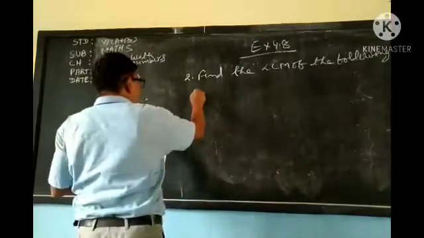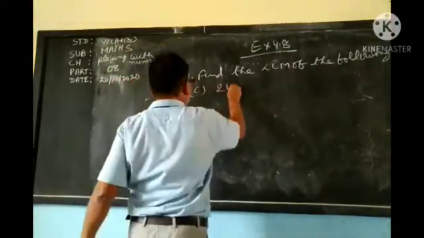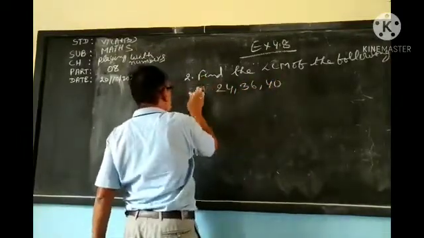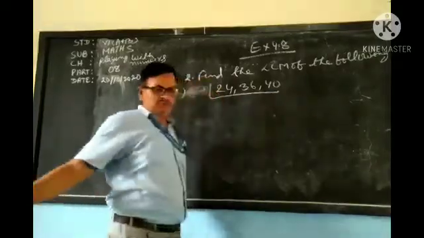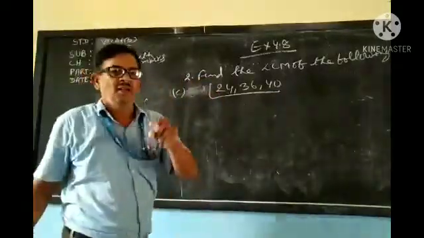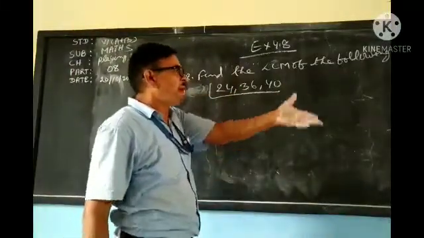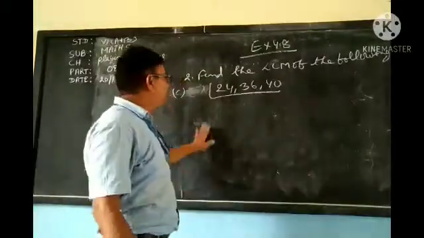Number 3 I am solving. First, second C: 24, 36 and 40. What will we do? See this one. To find the LCM, you first use the smallest primes 2, 3, 5, 7, and at least 2 numbers should be divisible by the same digit.